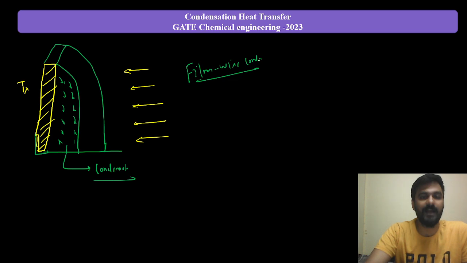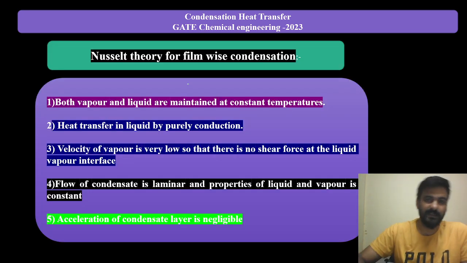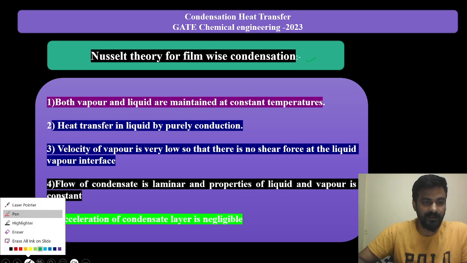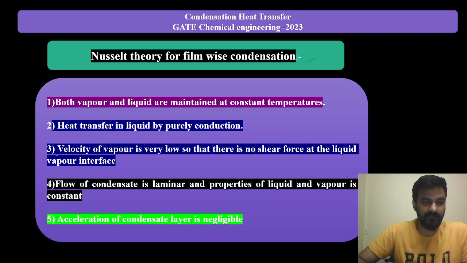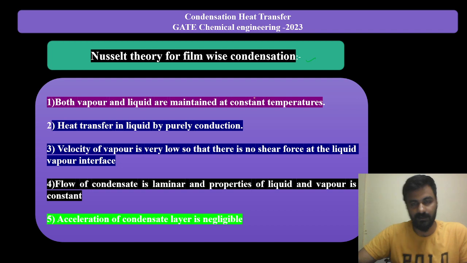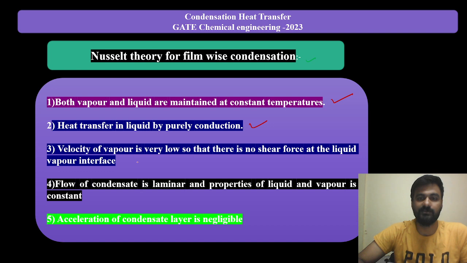Film-wise condensation. So we'll have to study the Nusselt theory. Here is the Nusselt theory for film-wise condensation. You can see he has given some four to five fundamental assumptions: that both vapor and liquid are maintained at constant temperature, that heat transfer by the liquid takes place purely by conduction, and that the velocity of the vapor is very low, so that there is no shear force at the liquid-vapor interface.